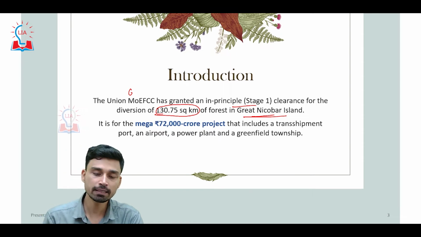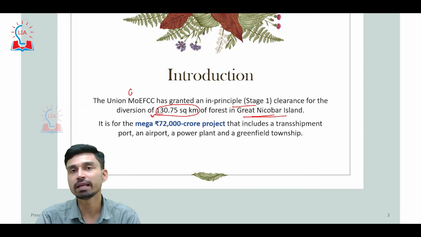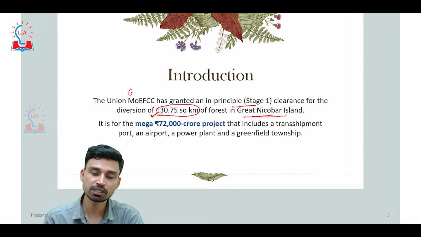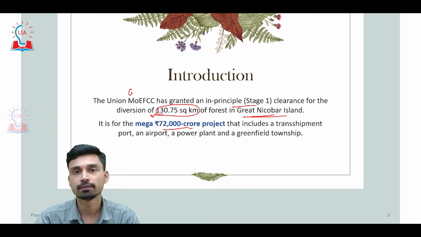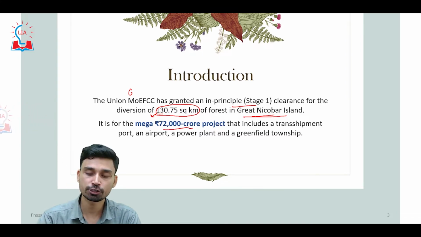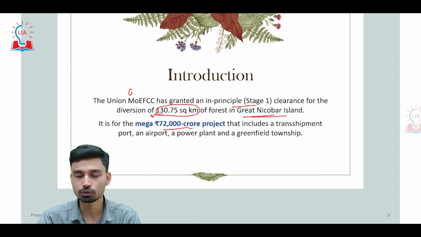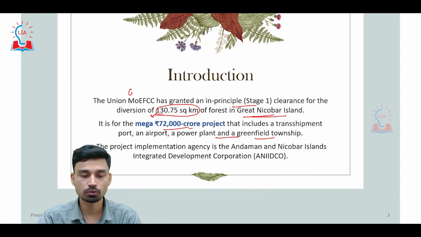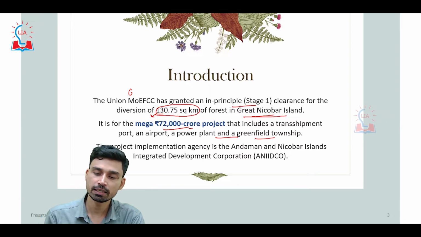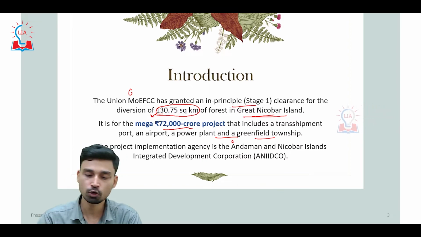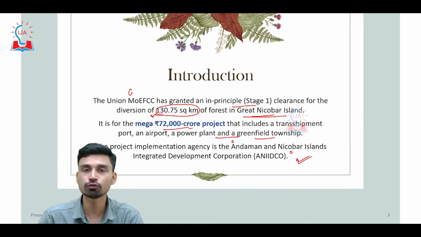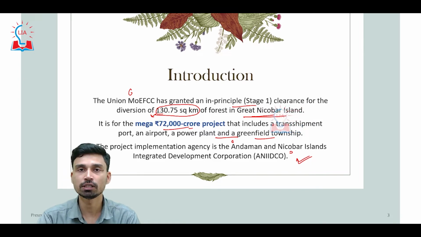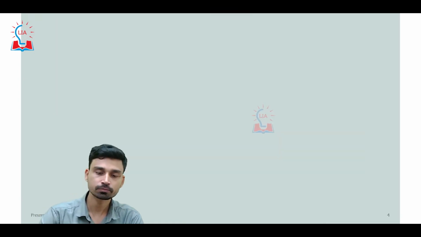The diversion of land is going to take place because it will help in the construction of a mega Rs 72,000 crore project that basically involves construction of a transshipment port, an airport, as well as a power plant, as well as a greenfield township. Now, the project implementation agency in this particular project is the Andaman and Nicobar Islands Integrated Development Corporation, that is ANIIDCO. Now, this is a very important fact because such kind of factual information can easily be asked in the upcoming prelims examination.